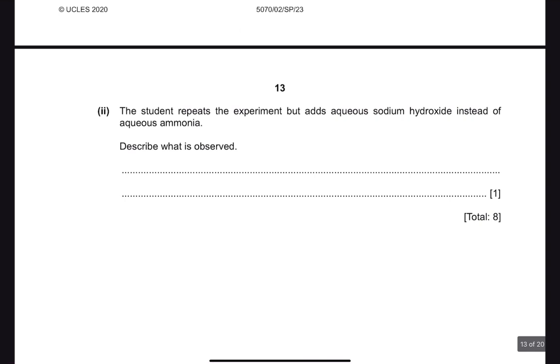The student repeats the experiment but adds aqueous sodium hydroxide instead of aqueous ammonia. What's observed? So this time you see pale blue precipitates which do not dissolve. So pale blue precipitates, or you can say blue precipitates, insoluble in excess. They do not dissolve. They would dissolve in aqueous ammonia.